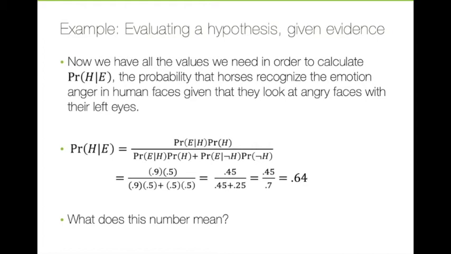What does it mean to say that the probability that horses recognize anger in human faces, given that they look at angry faces with their left eye, is 0.64? What does that number tell us about the relationship between the hypothesis and the evidence?